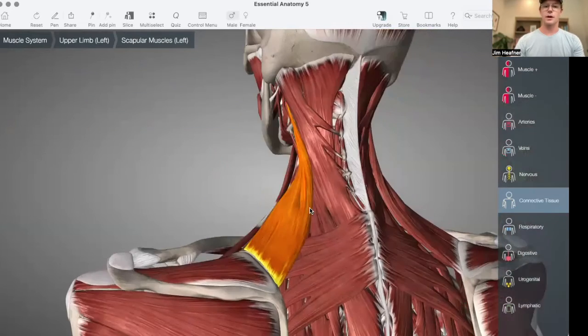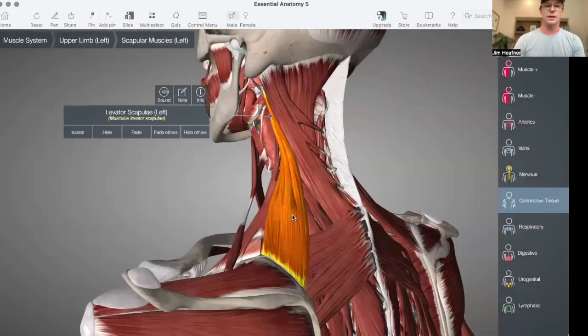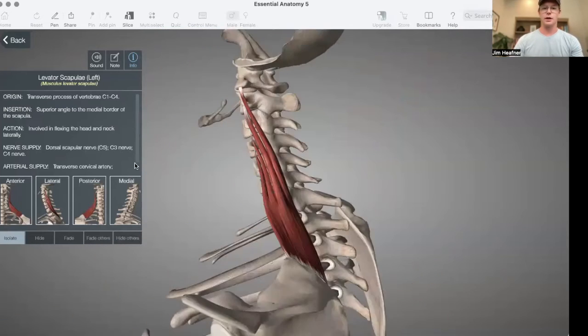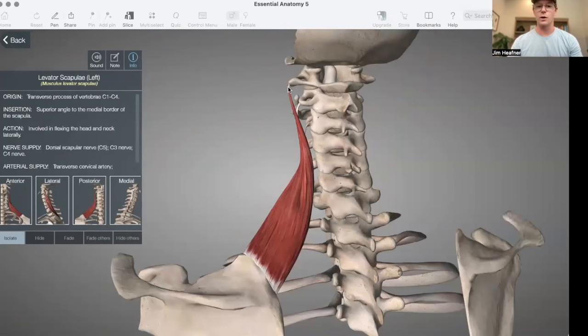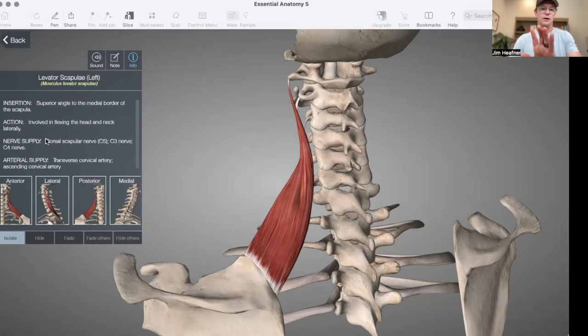And then the first one I'm going to cover here is our levator scapulae. So you can see that the levator, if we isolate this muscle, it runs from the C1 to C4 transverse process down to the superior medial border of the scapula. Because of that, when it activates, it elevates the scapula, but it works with the rhomboids to downwardly rotate.